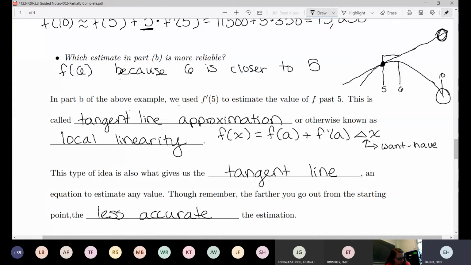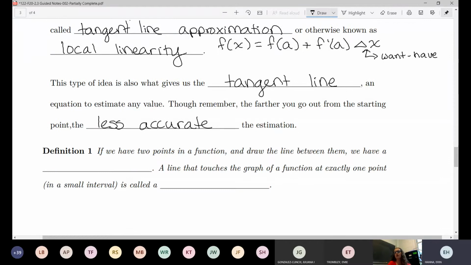And then we will find the equation of a tangent line. Well, we have another definition first. But this next definition is something we've actually kind of already talked about. This is when your book formally defines them. If we have 2 points in a function and draw a line between them, we have a secant line, and a line that touches the graph of a function at exactly 1 point in a small interval we already know is the tangent line, because I've talked about it a bunch already.